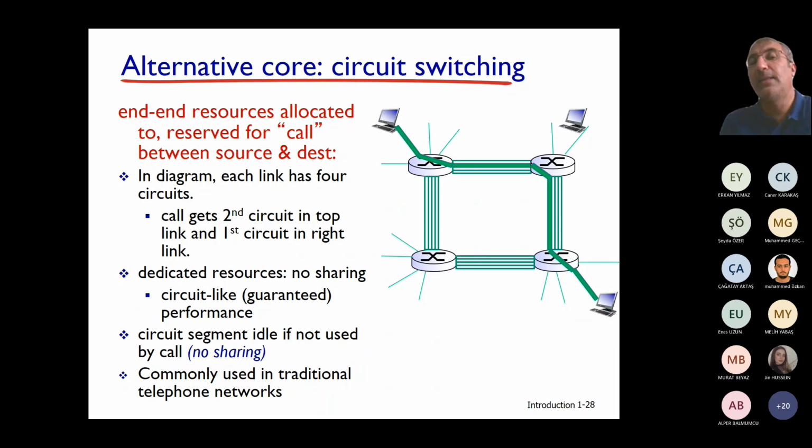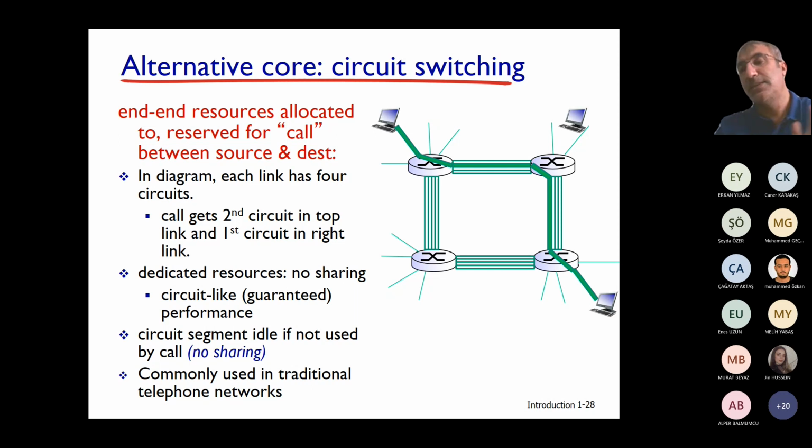So in this case, end-to-end resources are allocated to, or reserved for, a specific call between source and destination. As you see from here, let's say this device is going to talk to this device, and first of all we're going to set up a specific route. This is a specific route, in this case the second one, and it goes to the first one and then reaches the destination. So we set up a physical link. This is a physical link.